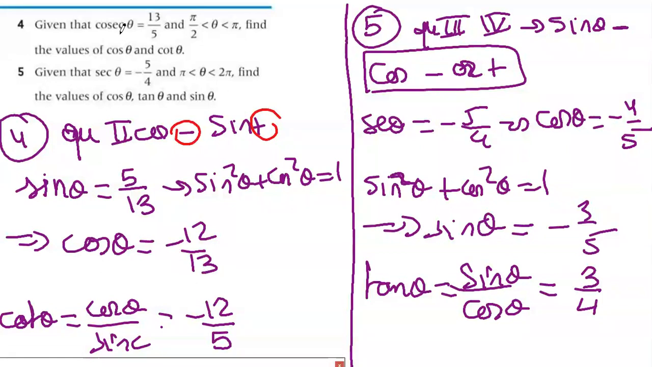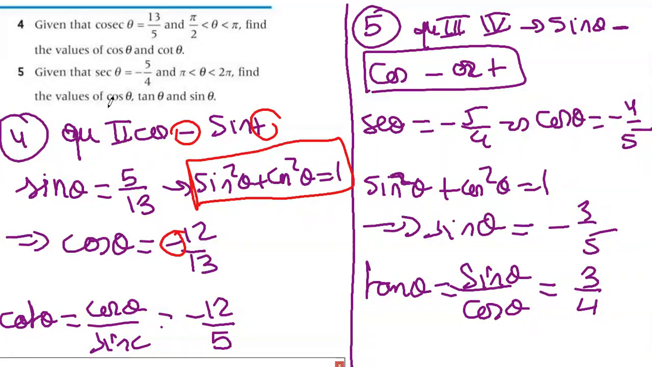The cosecant will give me directly sine theta. And how are we going to find cosine? From the famous formula, sine squared theta plus cosine squared theta is equal to 1. I replace and I solve. You will have cosine squared theta equal to a number. So you just take the negative root because I'm working in quadrant 2. I got sine and cosine. How do you find cotangent? You can put cosine over sine, minus 12 over 13 over 5 over 13. Sorry, so it's minus 12 over 5.